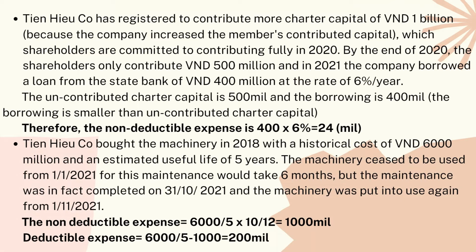Then the next is Tiên Hiếu bought the machinery in 2018 with historical cost of 600 million and an estimated useful life of 5 years, and the machinery ceased to be used from the beginning of 2021. For this maintenance, it would take 6 months, but the maintenance was in fact completed at the end of October 2021, and the machinery was put into use again from 1st November 2021. So in this case, the deductible expense is 200 million.